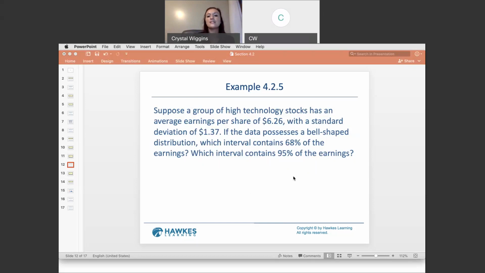So we know that 68%, according to the empirical rule, as long as the data is bell-shaped, which is clearly stated in this problem that it is, 68% of the data falls within one standard deviation. So if we were looking at this bell, we would put the mean of $6.26 at the center. And in order to find where 68% of the earnings would fall, you have to take $6.26 and add $1.37 to that.